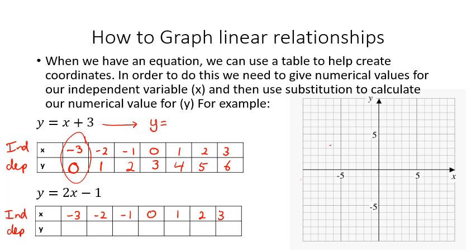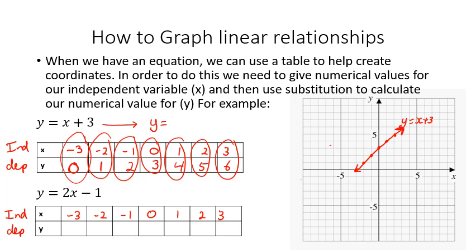And now I've got sets of coordinates that I can plot. So my first set of coordinates is -3, 0. So -3, 0, -2, 1, -1, 2, 0, 3, 1, 4, 2, 5, and 3, 6. So you can see that I've now plotted the graph of my equation. So this is y equals x plus 3.